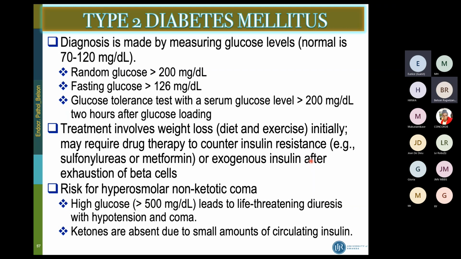So they also have the risk of hyperosmolar coma, but it is not associated with ketoacidosis. So high glucose, more than 500, leads to life-threatening dehydration with hypertension and coma. Ketones are absent due to small amounts of saturating acid.